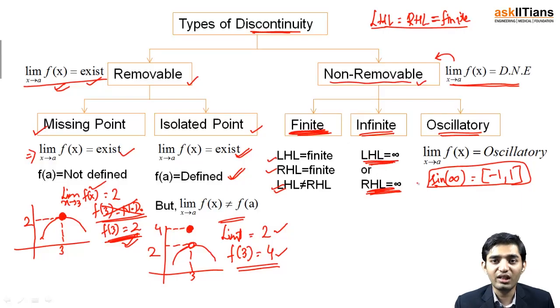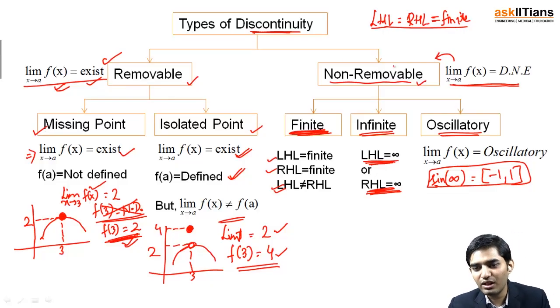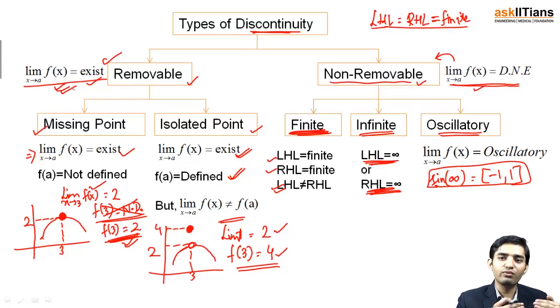So the function is discontinuous for sure. Now we are checking the type of discontinuity. First of all, what will you check? You will check the limit of the function. If the limit of the function exists, then it will definitely be removable type discontinuity. If the limit does not exist, then it will definitely be non-removable type discontinuity. In removable also, once you check that the limit exists, then find out the value of the function.